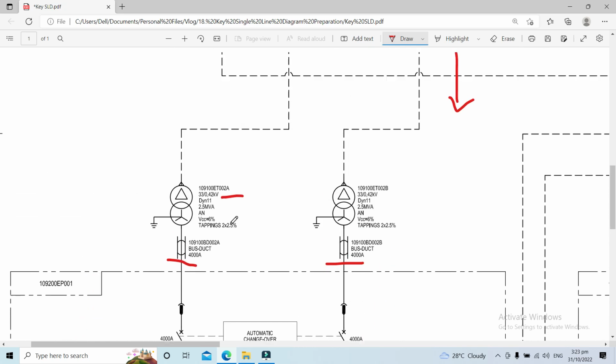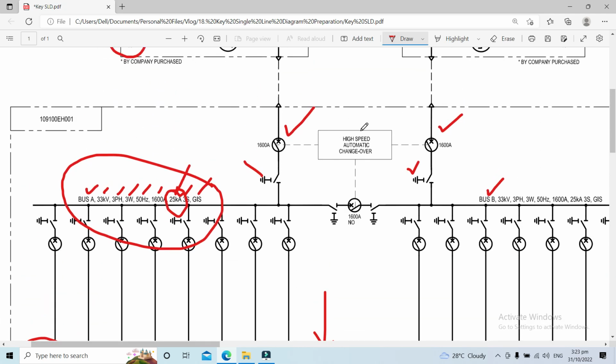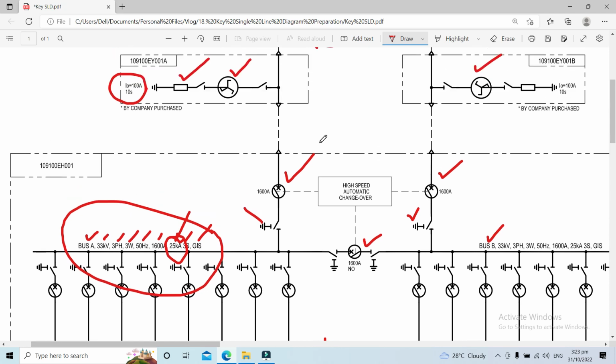By the way, we have two incomers and one bus coupler here. These are interlocked to each other and have high speed automatic changeover. If there's any problem on one of the lines, this bus tie or bus coupler will automatically close.